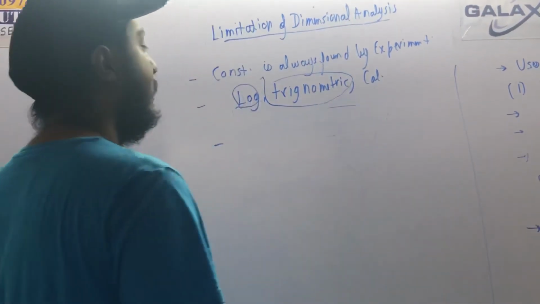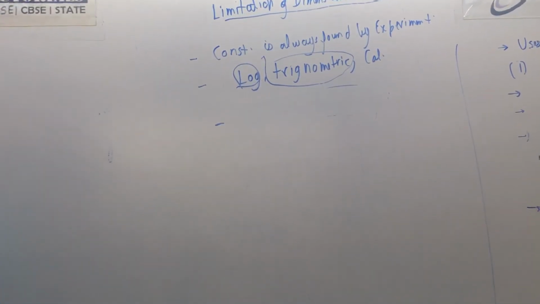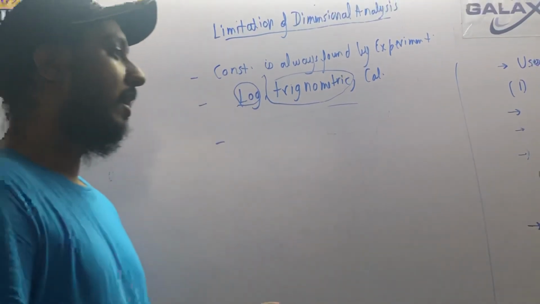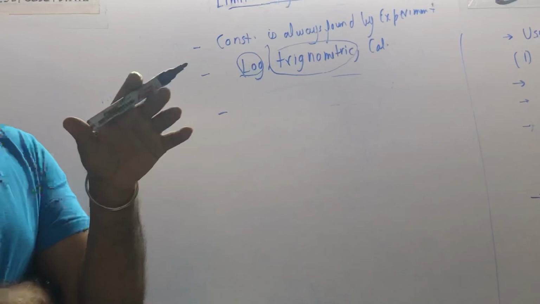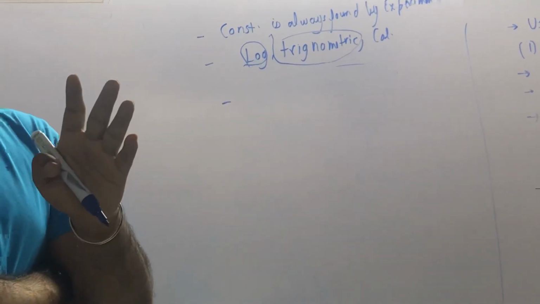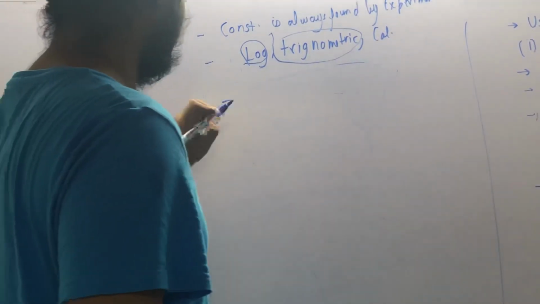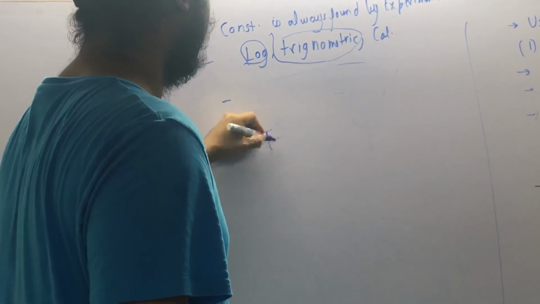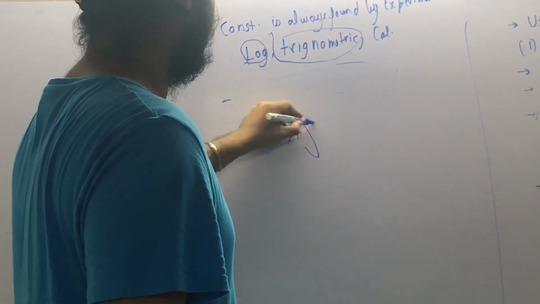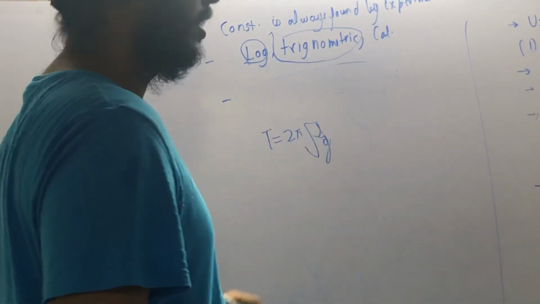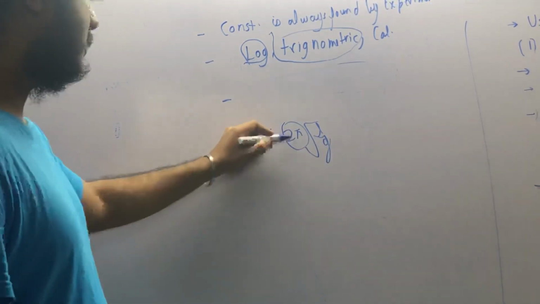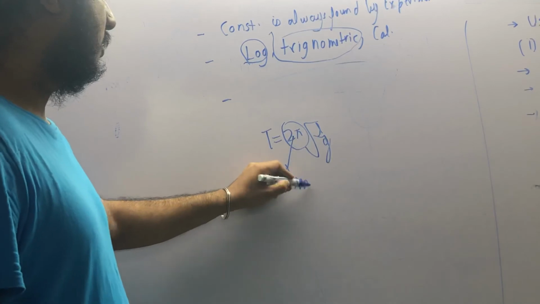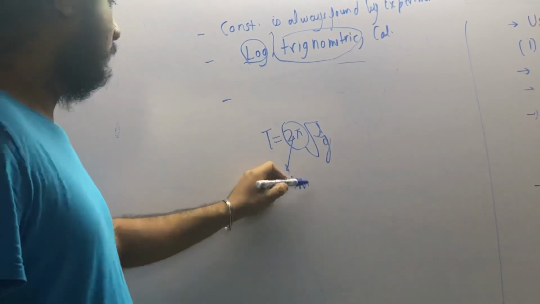Next property is that dimensional analysis can only be used to find the relationships where the constant is dimensionless. What I mean by this, like I told you this relationship, T is equal to 2 pi under root L by g, okay. Now here the constant is 2 pi, okay, and 2 pi is dimensionless. Is there a unit of 2 pi? No.